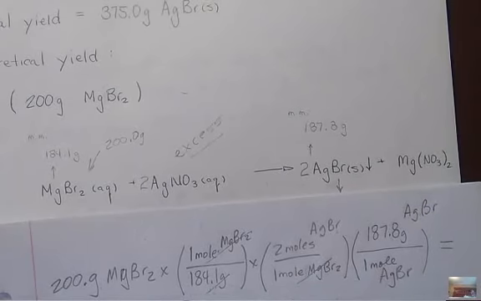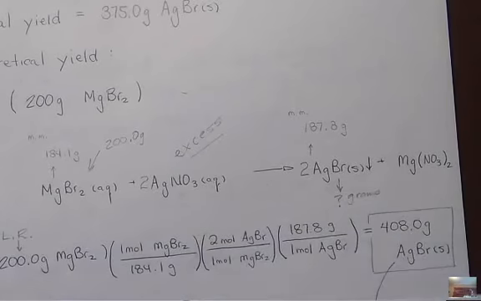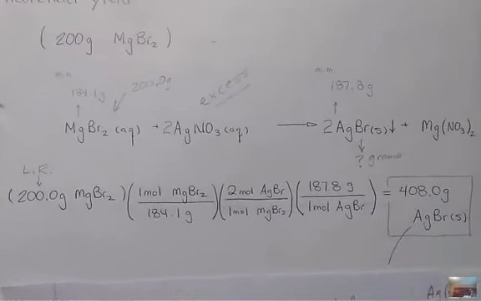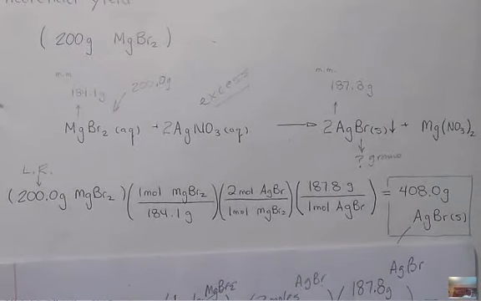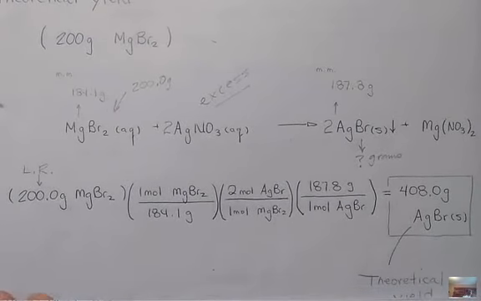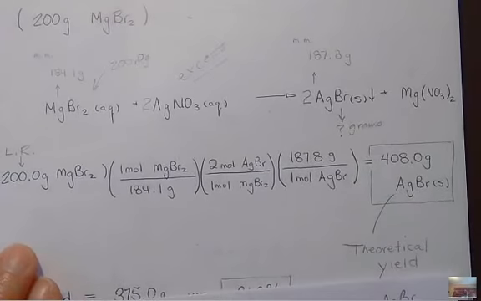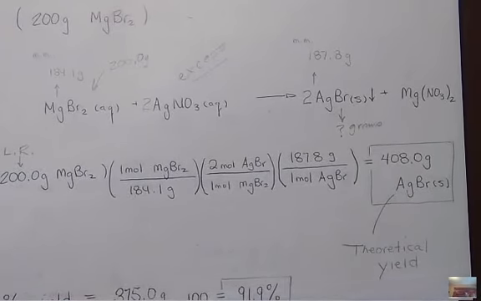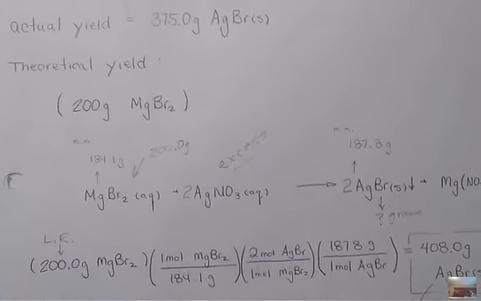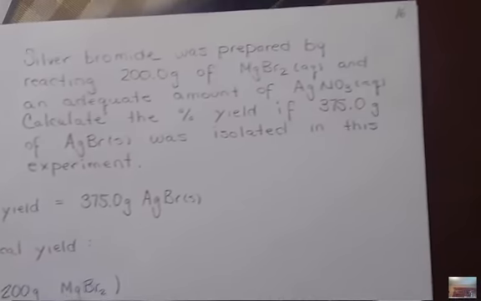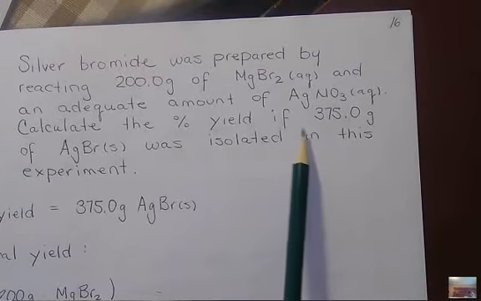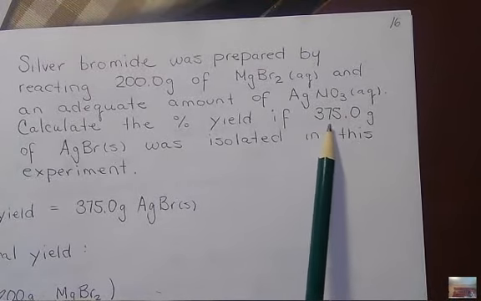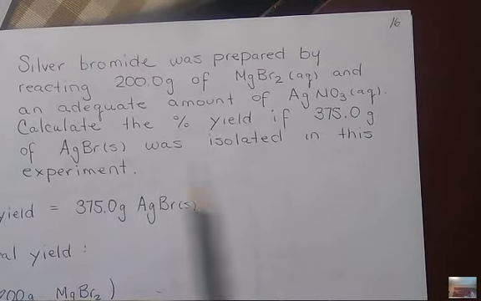Okay, so take my 200, divide it by 184.1, get the answer. Hit the equal sign. Times 2, hit equals, times 187.8. Do all of that. I did it down here neater. I'm going to get 408.0 grams of silver bromide. That's the theoretical yield. That's how much I could make if the chemical reaction worked perfectly. It didn't work perfectly. The person who really tried it in the lab were only able to get 375 grams of silver bromide.